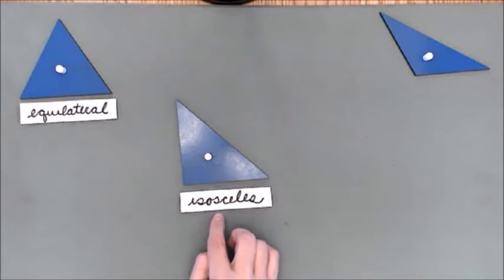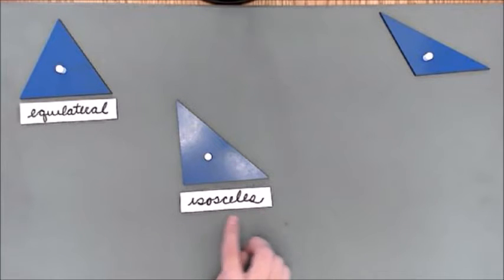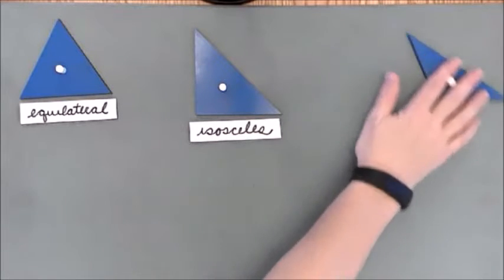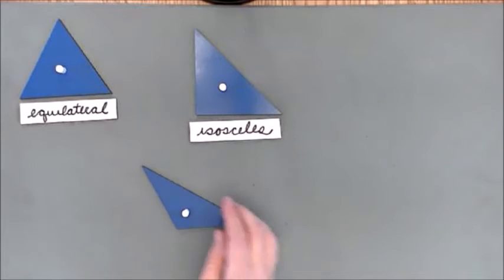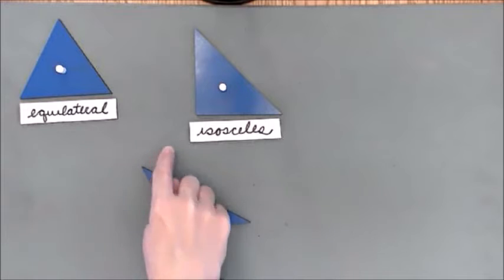The root of isosceles is the same root as skeleton, skelos, meaning leg. So equal legs. All right, let's bring this one down. So this one here, let's take a look at this one. This one here has two sides and one really long side.